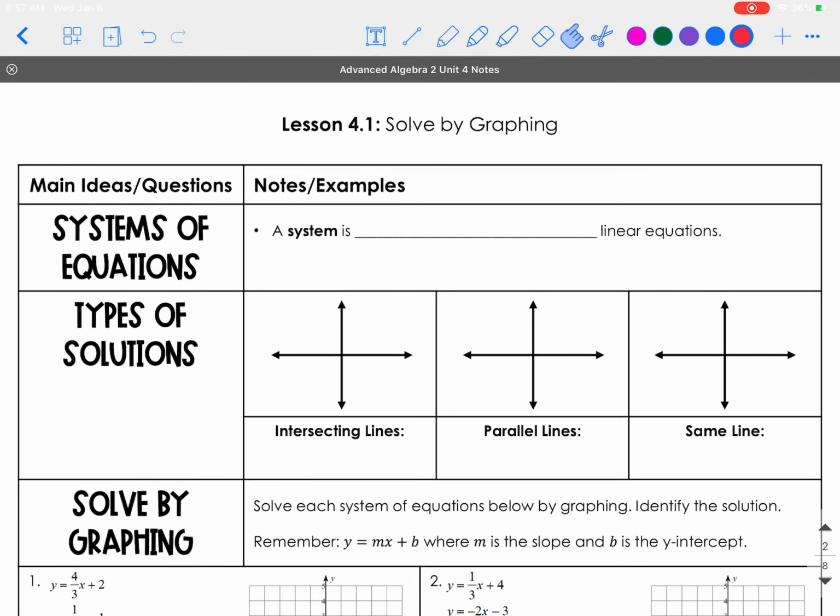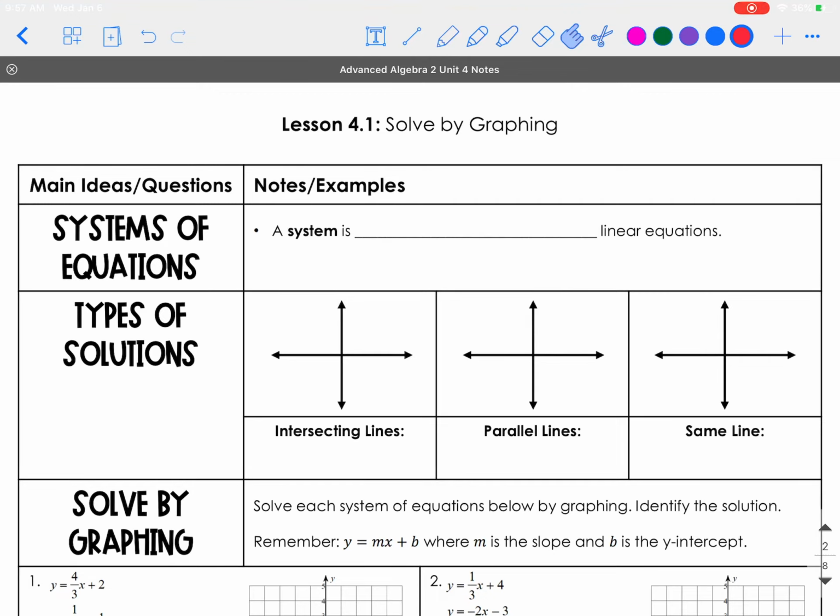Hey guys, in this video we're going to be starting Unit 4 and we're going to be learning about systems of equations. You probably learned about them in Algebra 1, so hopefully some of this will be a review for you and you'll feel pretty confident about this unit.